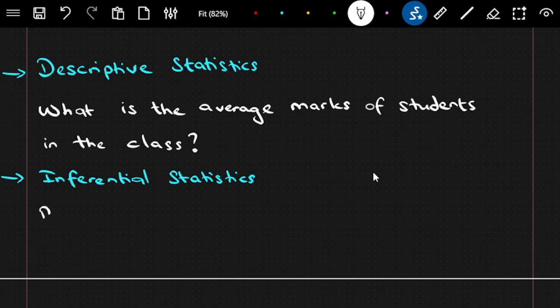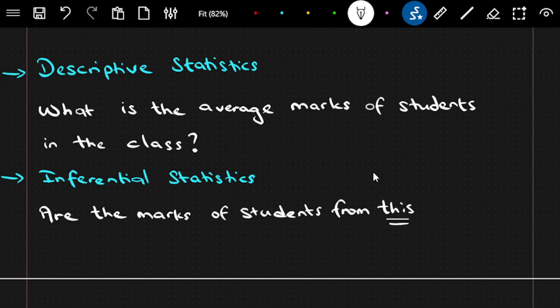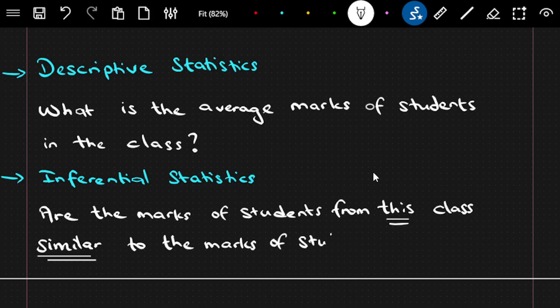So, are the marks of students from this particular class similar to the marks of students of the college? This is a comparison where we have to form conclusions.